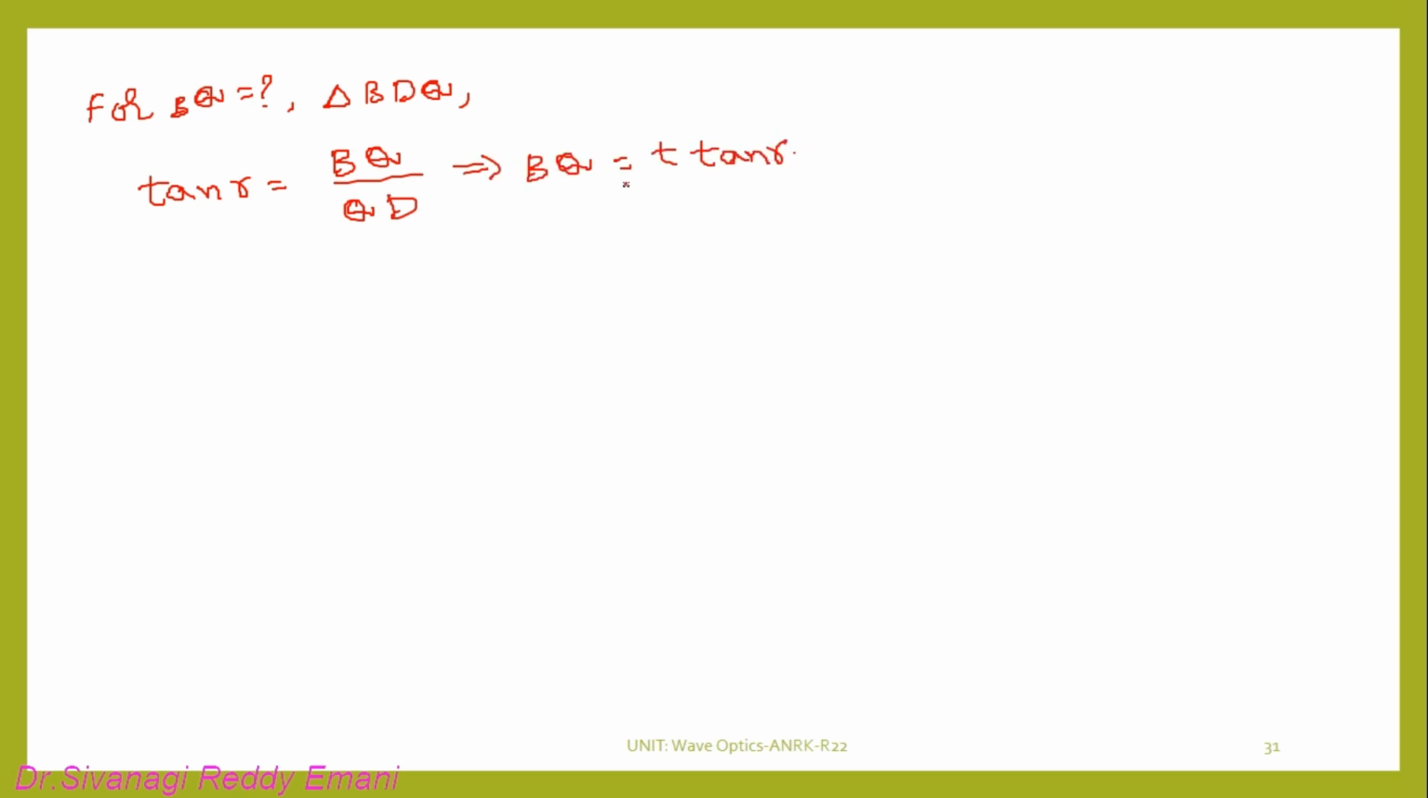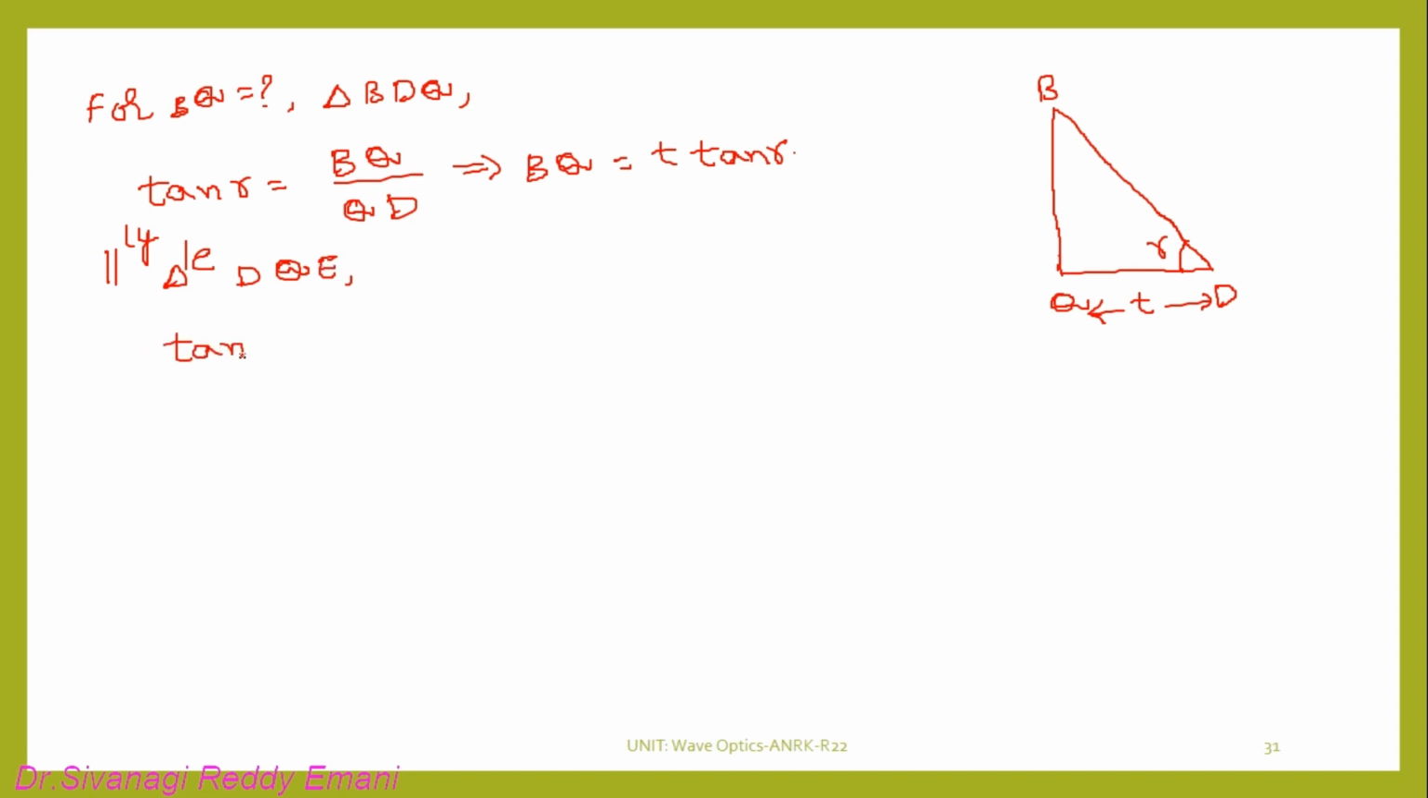So we can see the image how the BDQ looks like. As shown in the figure, we can get BQ equal to T tan R. Tan gives opposite side by adjacent side. Similarly, from the triangle DQE, we will get again tan R on the same line. Tan R is equal to QE by QD, so QE equals T tan R.